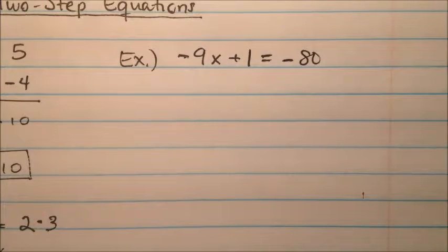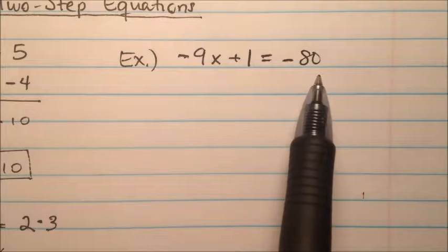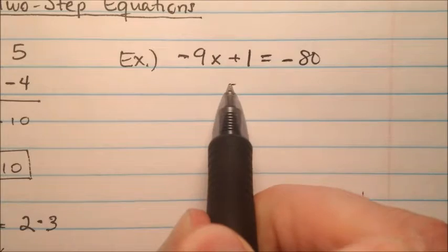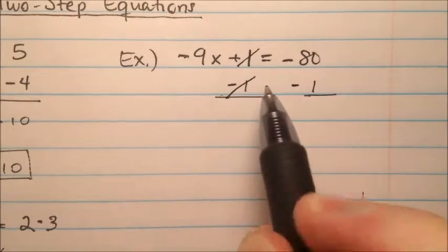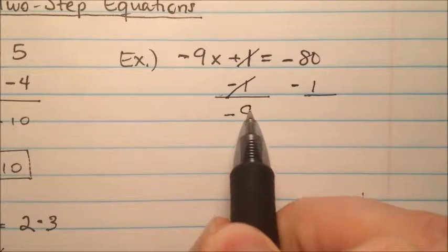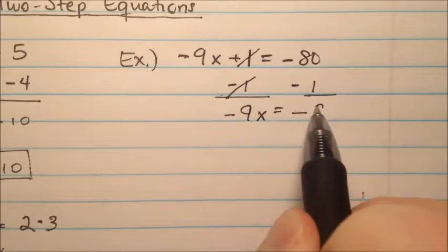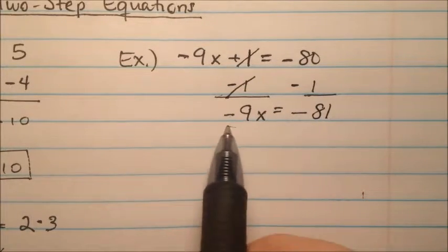In the third example, I have negative 9x plus 1 equals a negative 80. So again, to begin, I'm going to do this addition business and get rid of that 1 and subtract 1 from both sides. So when I do that, those go away. I'm left with negative 9x equals, and negative 80 minus 1 is negative 81. So now I have negative 9x equals negative 81.